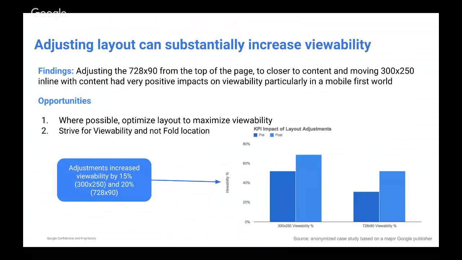Okay, so ad placements as well can be hugely impactful on viewability, and findings have shown that moving ads closer to the content on the page can substantially increase viewability. The example here shows that just by adjusting this 728 by 90 ad closer to the content, viewability improved by 20%. And likewise, for the 300 by 250 ad, this improved viewability by 15%.